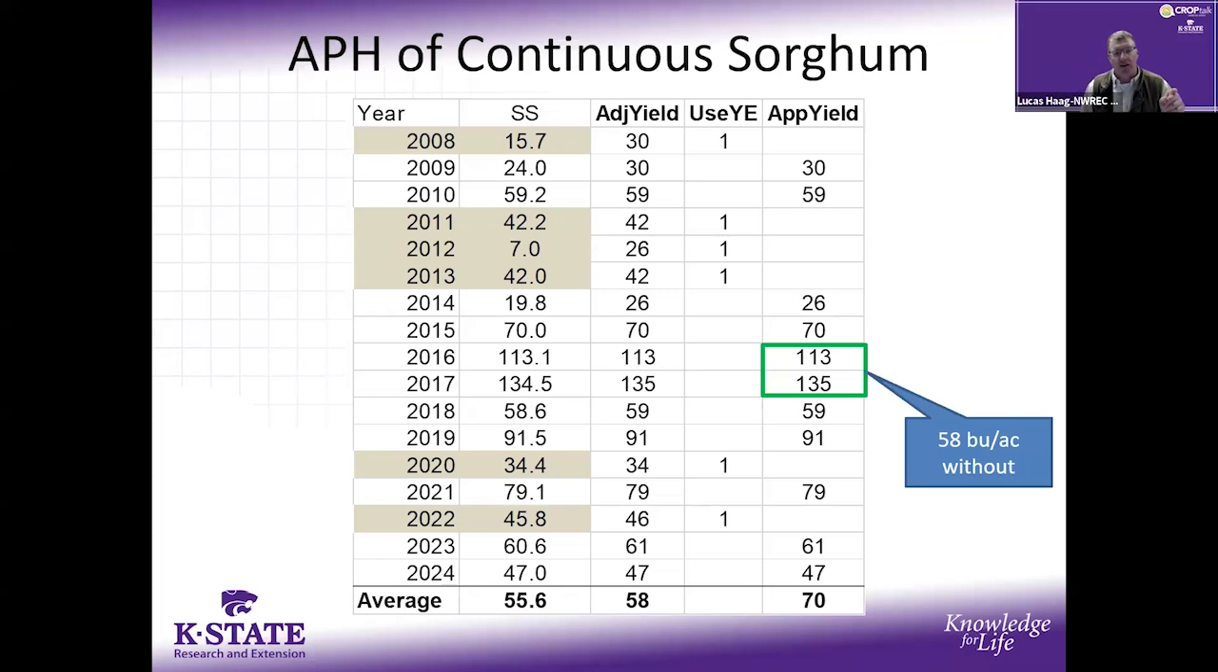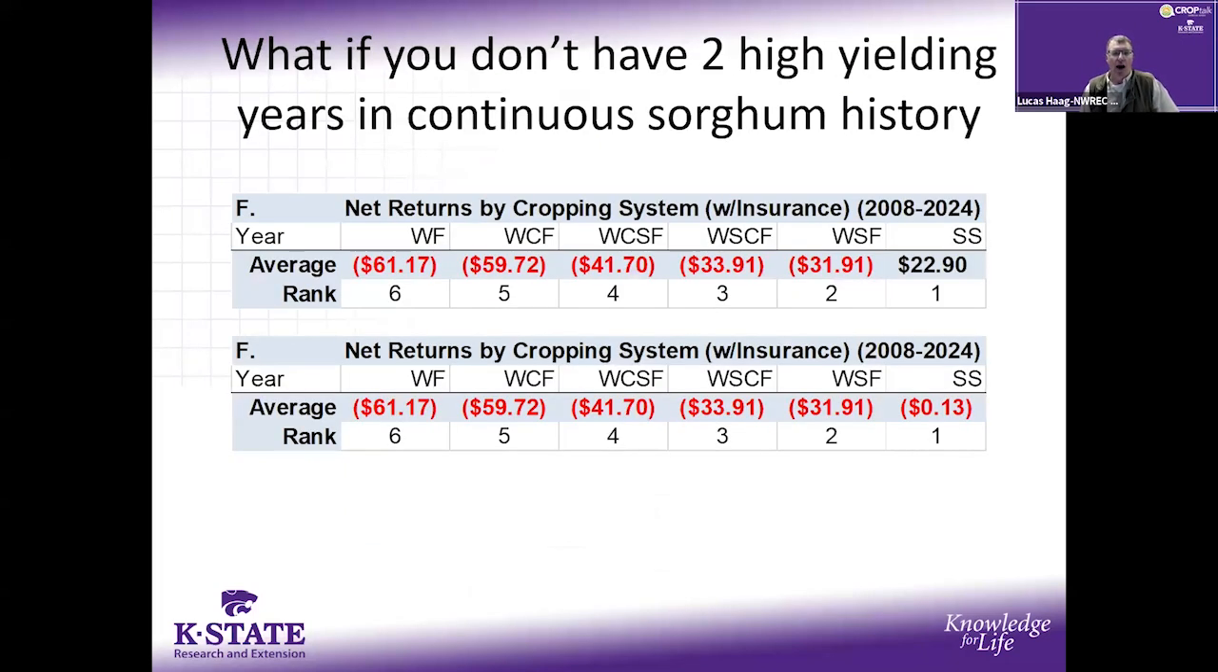Now, what's really driving that is the fact that in 2016 and 2017, we had two spectacular years where we had continuous sorghum making 113 and 135 bushel. And so that really boosted our APH. And then the ability to throw out some bad years with yield exclusion gives me this 70 bushel APH that I can insure. So how much does that change things, those two high yielding years?